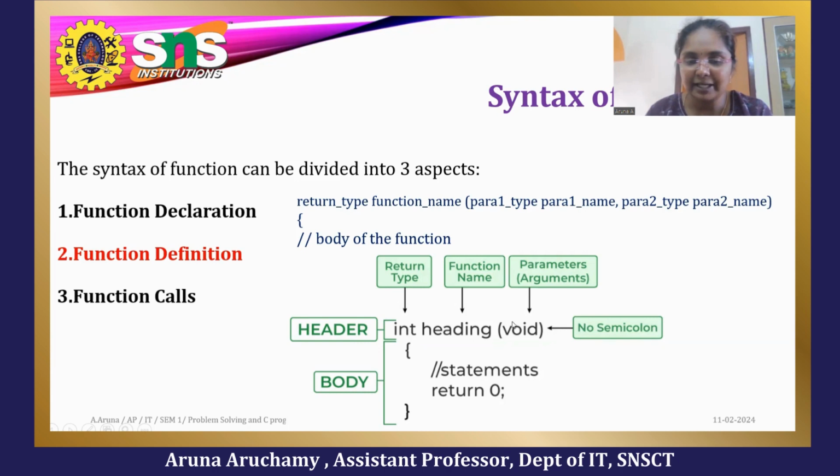Inside the curly braces you can give some statements. If you want to return a value, you write a value. Here I mentioned void, so I would write 0 because void does not return any value. But here I have to give the return type as an integer, so definitely it will return some integer value. Here it doesn't return any value, so I have to give return 0 in my function. So int is my return type, heading is my function name, and the parameter argument is void. This is the header section, and this is the body section.